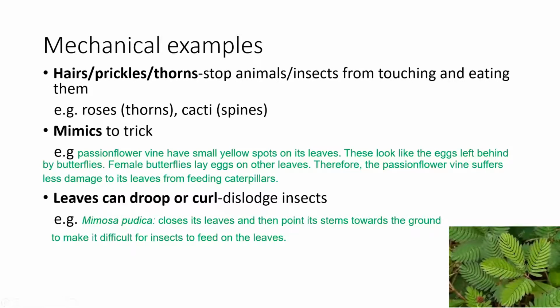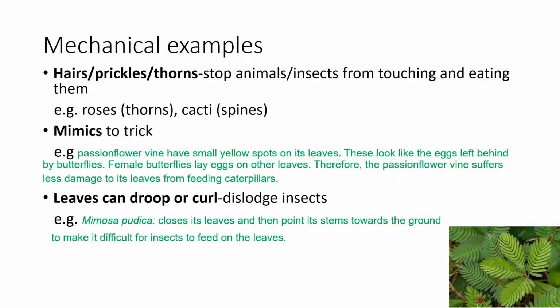The examples include hairs, prickles and thorns, and this stops animals and insects from touching and therefore eating them. Examples would be roses that have thorns and cacti that have spines. A second example is that plants can mimic to try and trick.